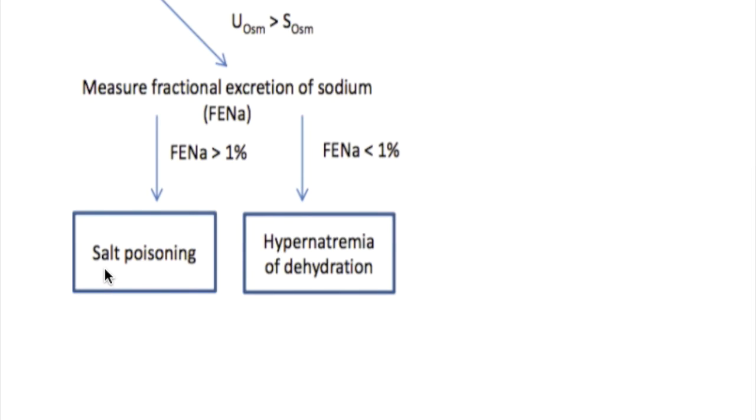Can you differentiate between salt poisoning and hypernatremia of dehydration? In both salt poisoning and hypernatremia of dehydration, the urine osmolality is more than the serum osmolality. But in salt poisoning, the fractional excretion of sodium is more than 1%, whereas in hypernatremia of dehydration, the fractional excretion of sodium is less than 1%.